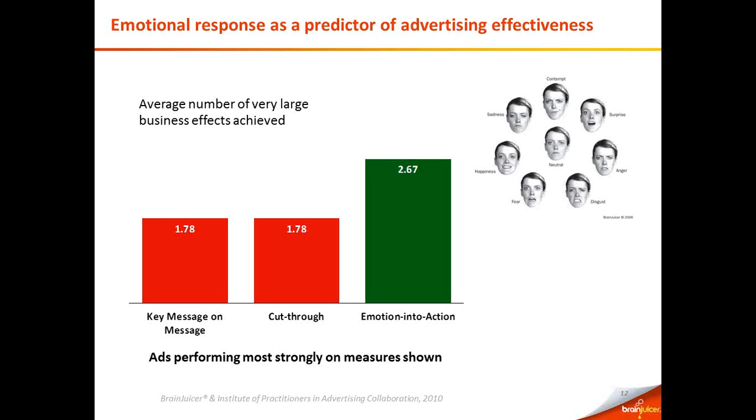Now, looking at our 1-number summary of emotional response, emotion into action, we can see that it's much, much more predictive of copy from the IPA database that is likely to deliver the largest business effects. So ads that do well on emotion are more likely to deliver sales increase, share gain, or better price elasticity than ads that either deliver the right message or cut through very well. And cut through in this context really meaning the measure of breakthrough in a traditional survey, so engagement or recall, whatever that might be.